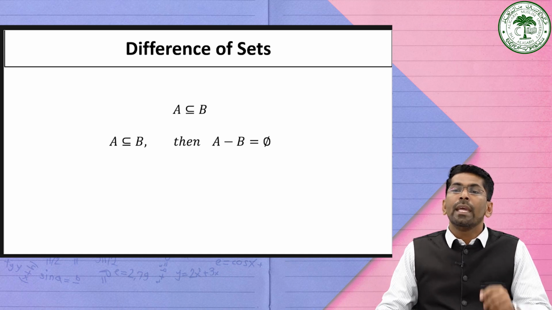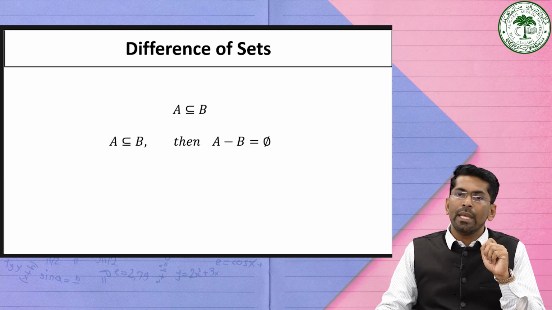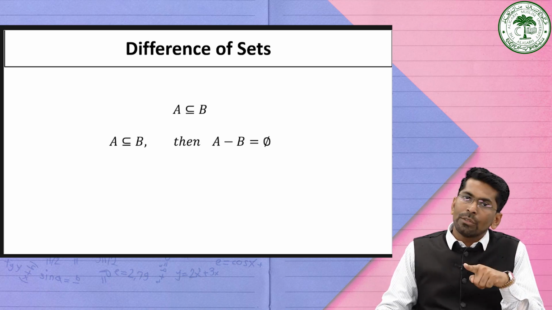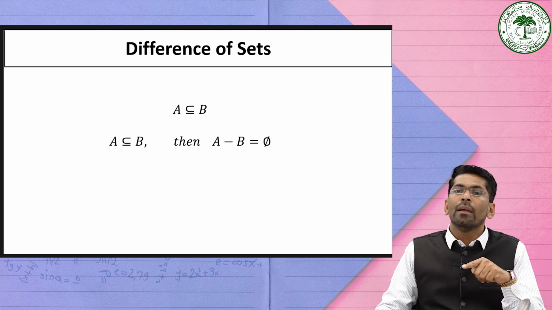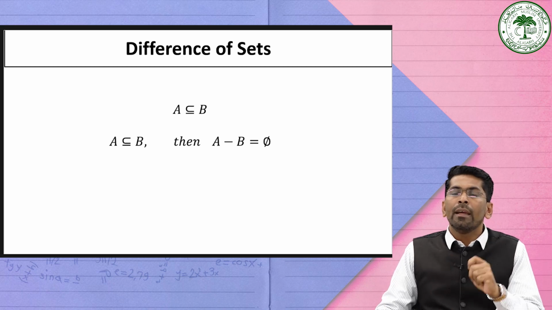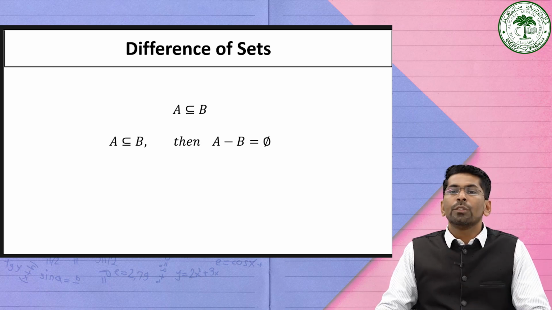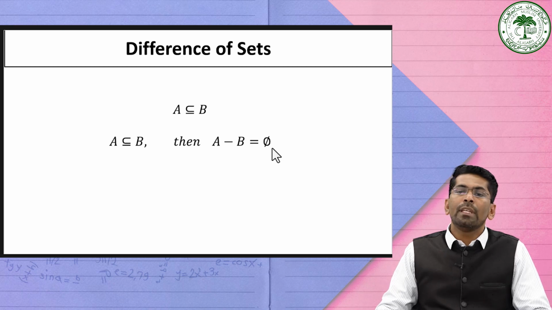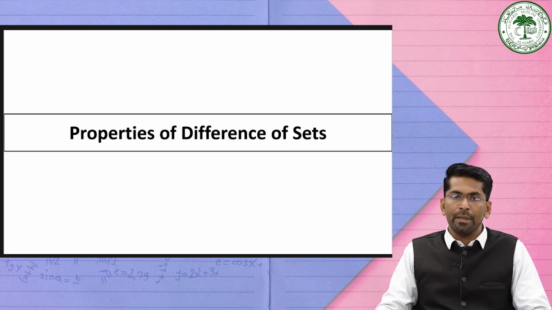This is because if A is a subset of B, it means that all the elements of A are also in set B. When you take away the elements of B from A, then there are no elements left in A that are not in B. So, we will have an empty set. Therefore, we can conclude that A minus B is an empty set when A is a subset of B.